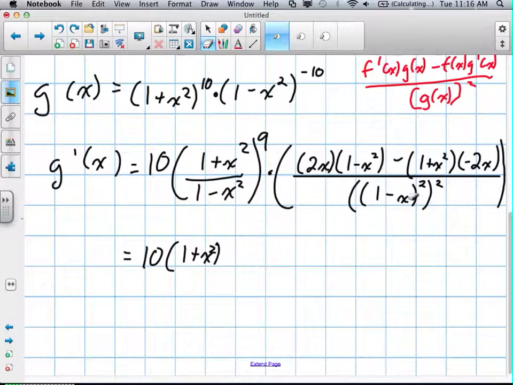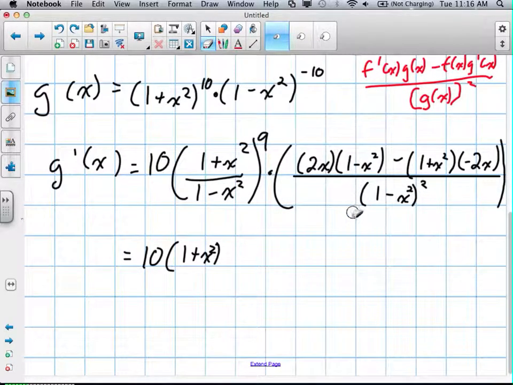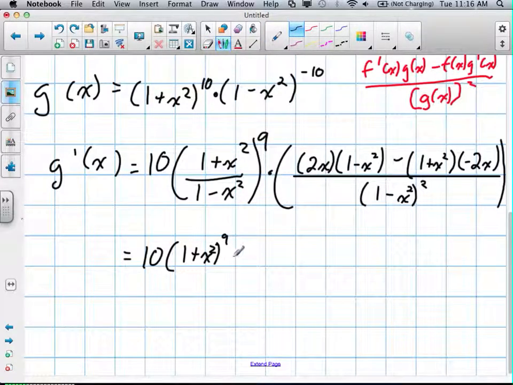Oh, sorry. I did write this part wrong. That x was the only thing that was squared. The brackets weren't squared. So now the brackets are squared. I apologize. Okay. This to the power of 9. And then I could technically write this as 1 minus x squared to the power of negative 9.